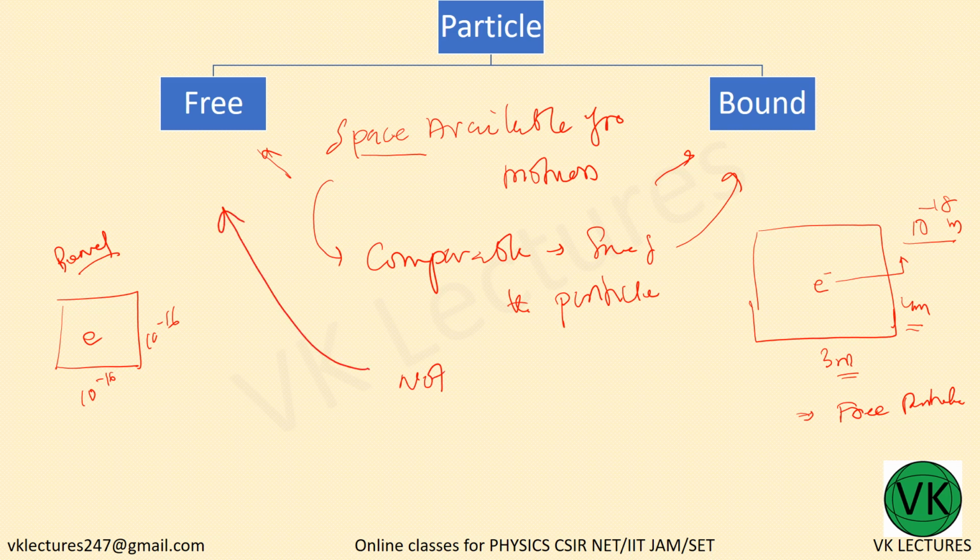Anyway, this particle size will be always smaller than the space available for motion, assuming you can't put an electron in a 10 to the power minus 20 by 10 to the power minus 20 box. Must be always greater than that. Okay.